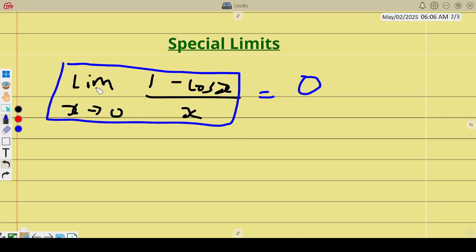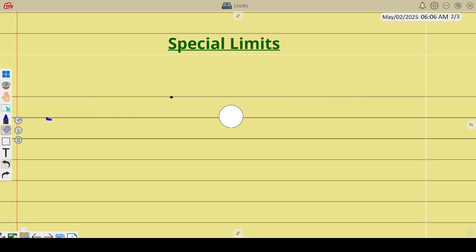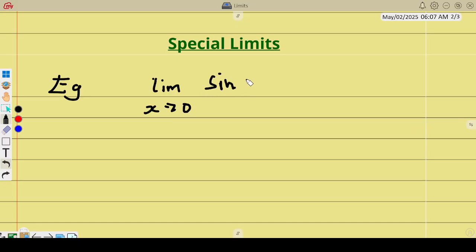Yeah, so now let's get evaluating. How will questions come? We can have an example. What example can I give? So let's say you are told to find the limit as x approaches 0 of sin 3x over x. Yeah, so what can you do when you have such?